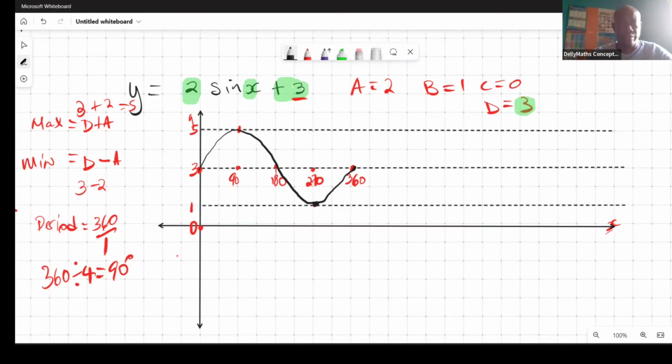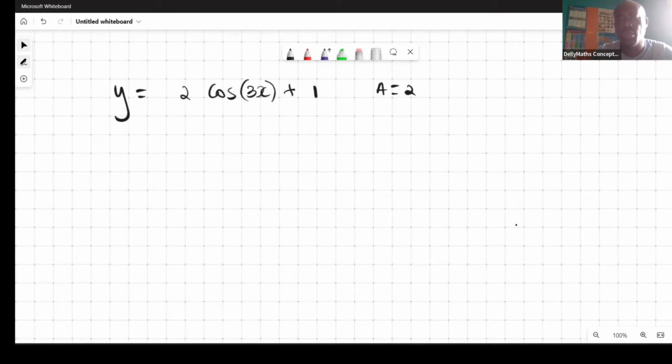Let's try another one. So A is my amplitude, 2. B is going to be 3, the coefficient of the x. D is going to be 1, and then C is equal to 0. So it means then I will be starting on the y-axis because I don't have a horizontal shifting. So let us see what goes on.